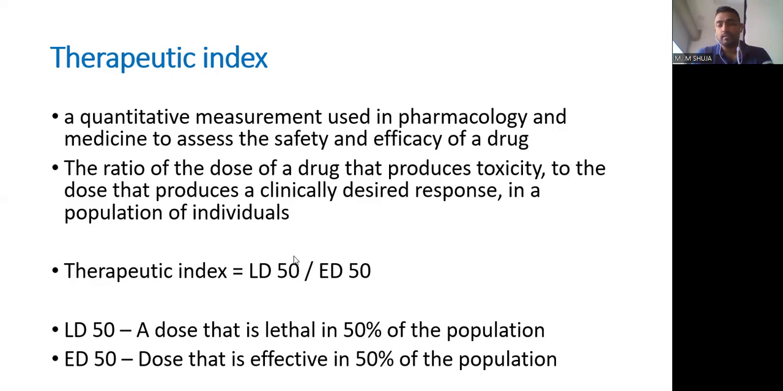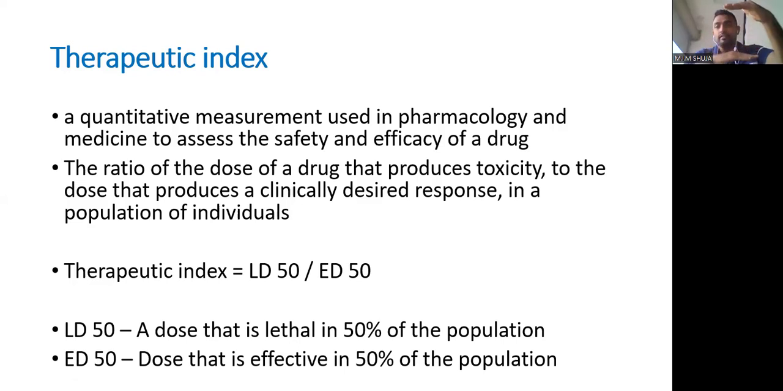So imagine you are having a drug. At 5 milligram per deciliter concentration, it is effective in 50% of the population. But to make it lethal in 50% of the population, you have to increase up to 50 milligram per deciliter. So the therapeutic index is 50 divided by 5, that is 10. So the gap is from the safe dose, that is 5, to the lethal dose, that is 50. The gap is too much.